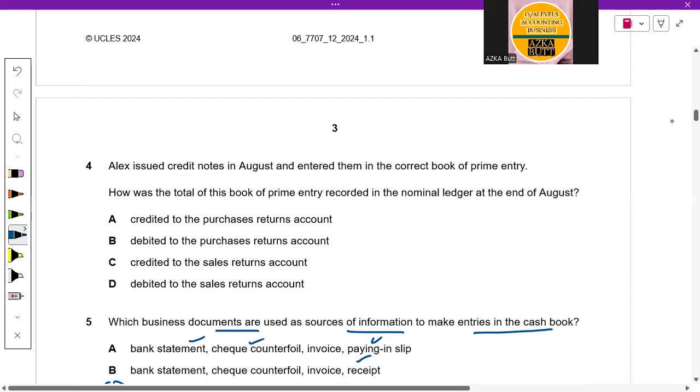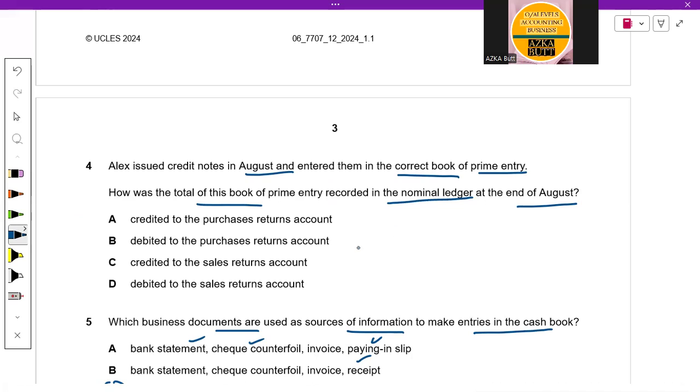Let's see question number 4. Question number 4 is that Alex issued credit notes in August and entered them in the correct book of prime entry. So how was the total of this book of prime entry recorded in the nominal ledger at the end of August? Okay. Option C seems to be the right option: credited to the sales return account.